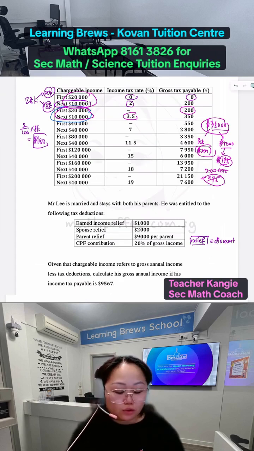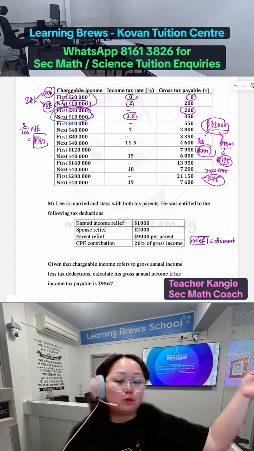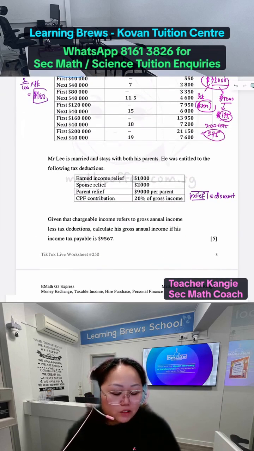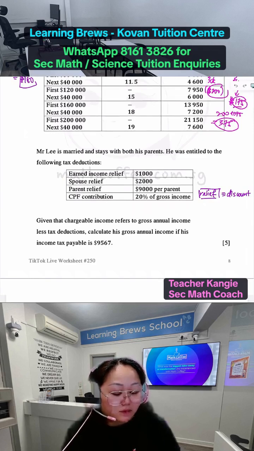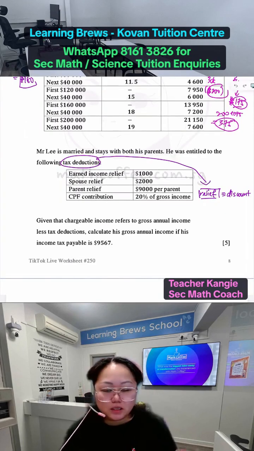Now I don't need to continue, because the following rows simply mean that the higher chargeable income you have, the more you move up the table. Now let's take a look at Mr. Lee. Mr. Lee is married and he stays with both his parents. He was entitled to the following tax deductions. Tax deduction and relief are the same thing, in case you wonder what all these words are.